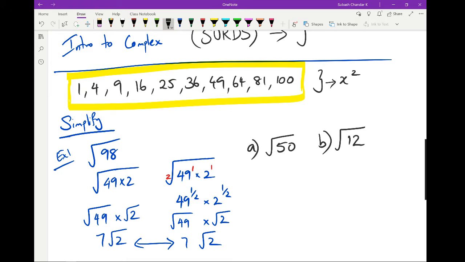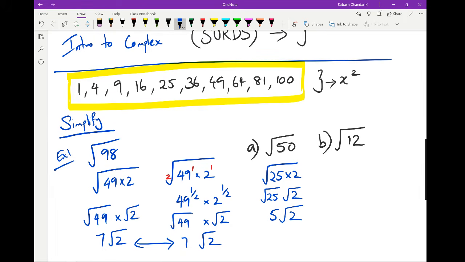Okay, so I'll do the first one here. Looking at 50, I can see that it's actually 25 times 2. So I'm going to do that straight away. Square root of 25 times 2, and then split it up as square root of 25, square root of 2. Square root of 25 is 5. So we end up with 5 square root 2.